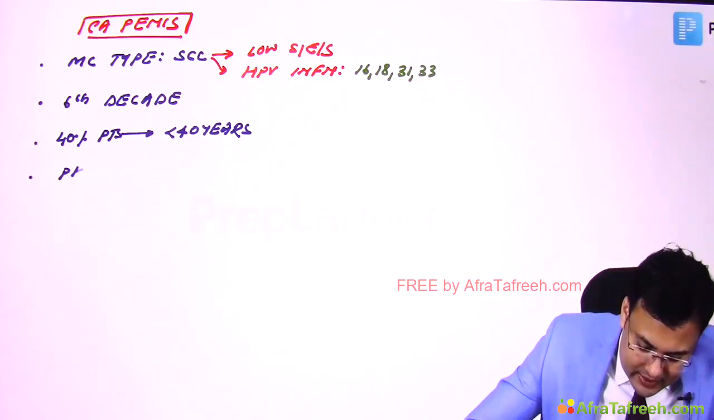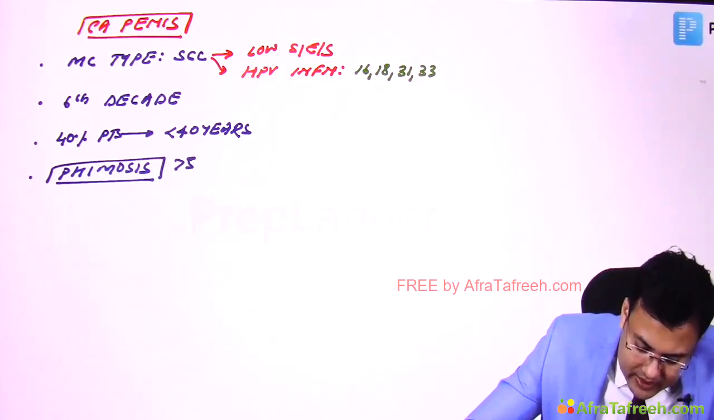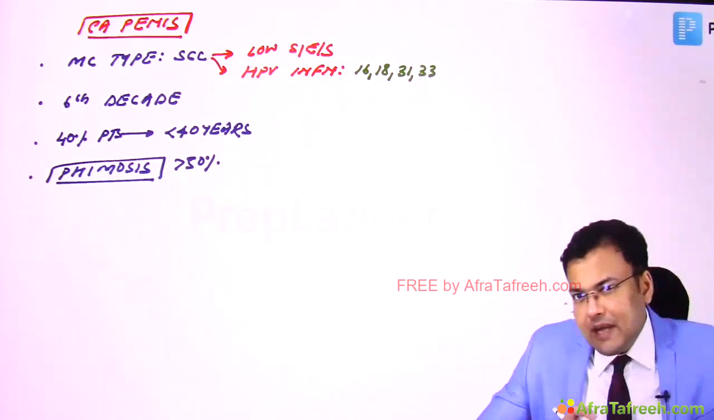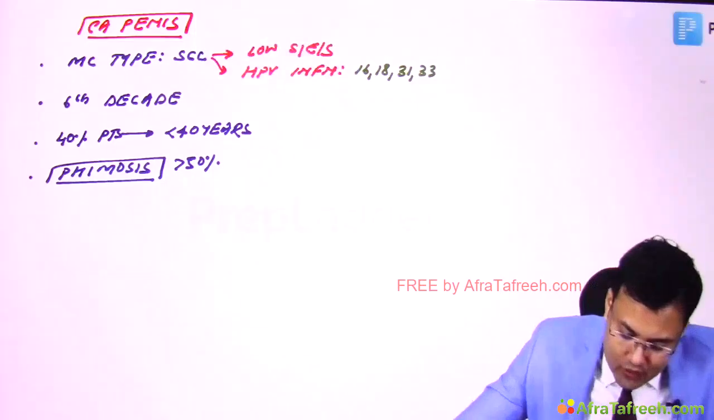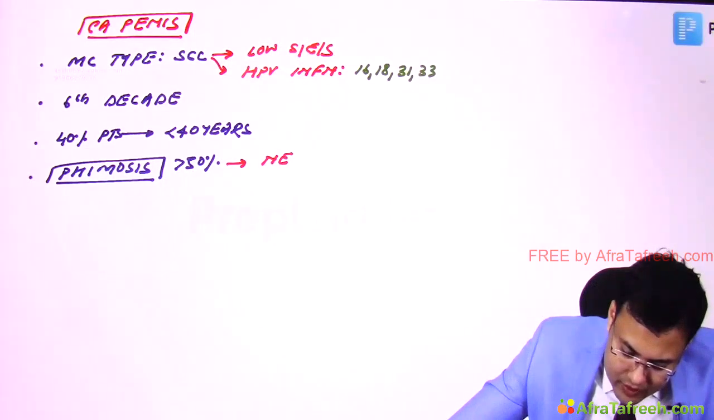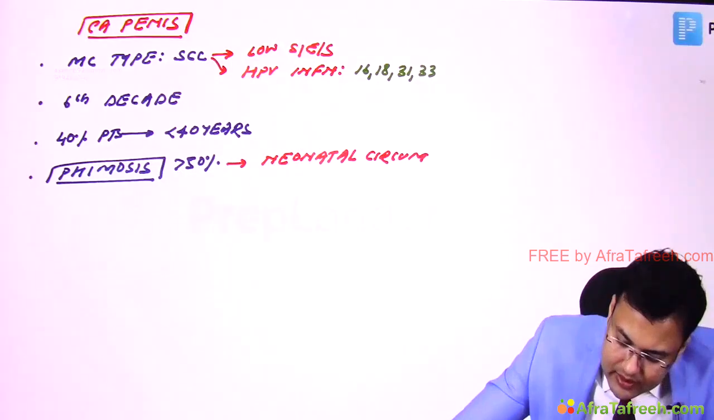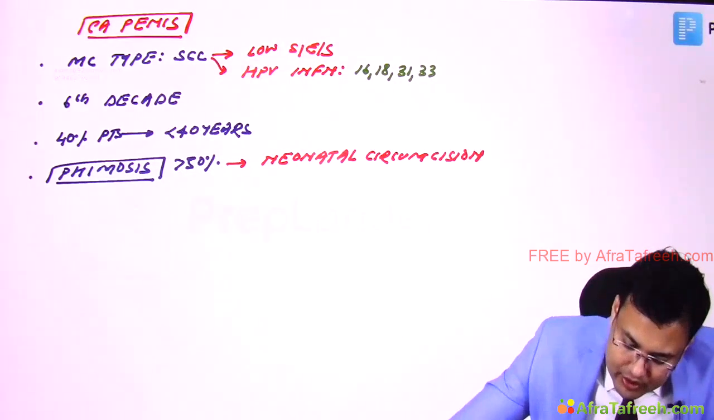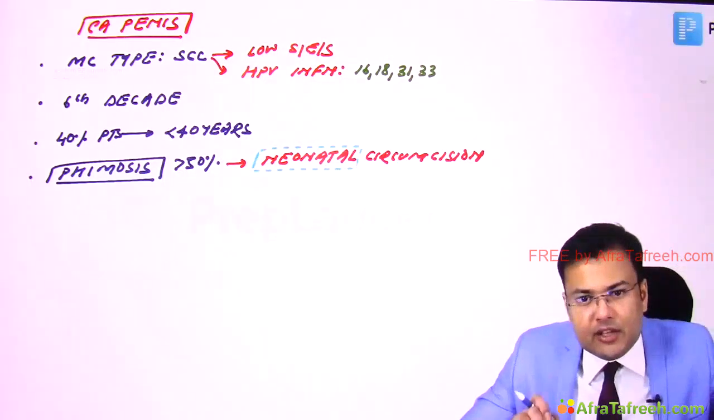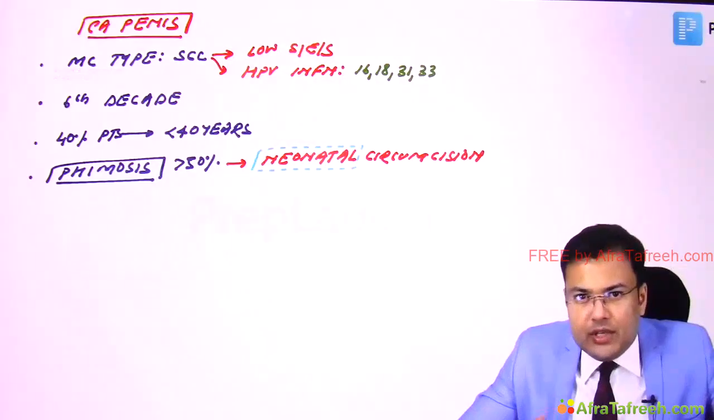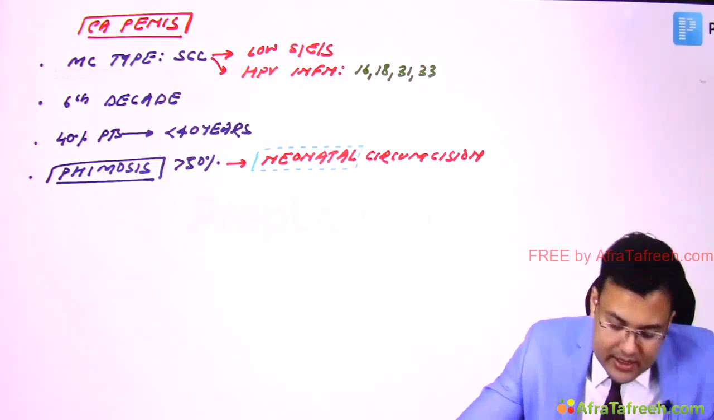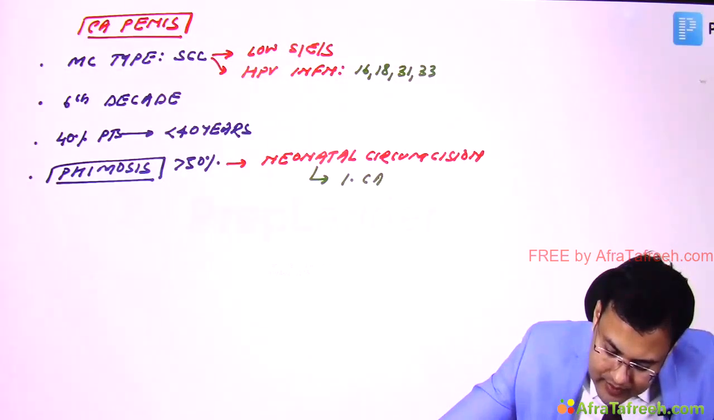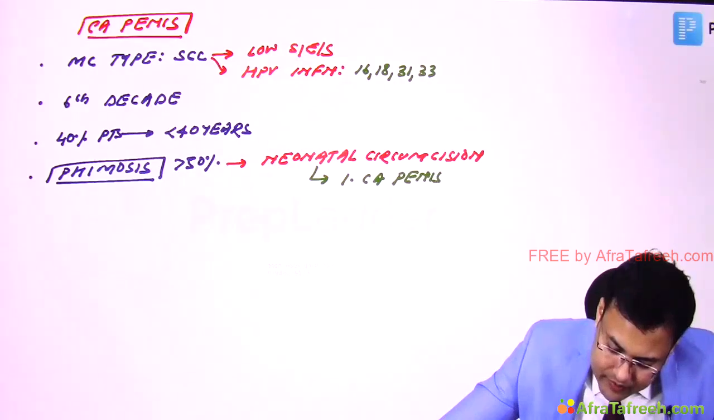And we discussed that phimosis is associated in how many cases? In more than 50% of cases. So if phimosis is associated with carcinoma penis, what is protective? It's the neonatal circumcision. You have to remember this term. Not circumcision, it's the neonatal circumcision, which means performed within 1 month of birth. And neonatal circumcision is not only protective in carcinoma penis, it is protective in HIV and STDs also.